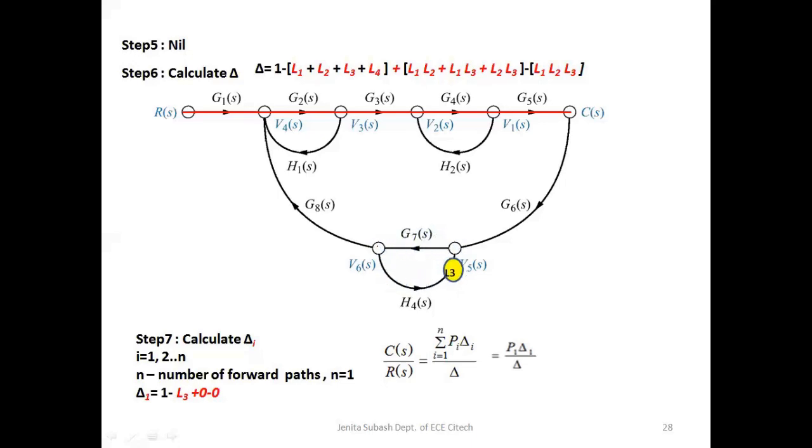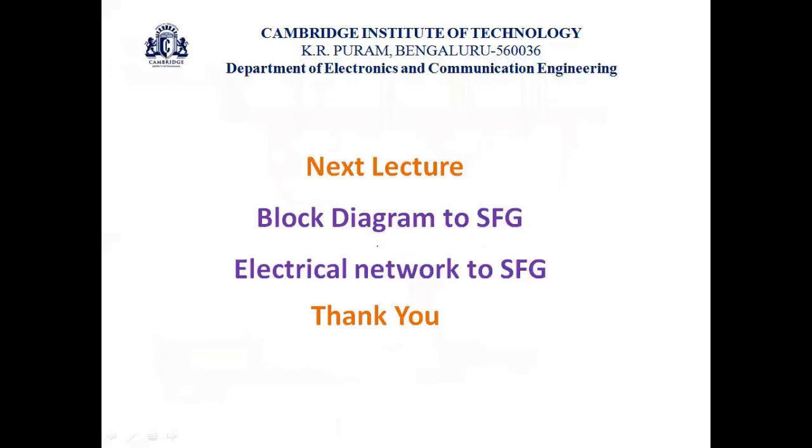and the rest of all the terms are made 0. And finally, we have to substitute in Mason's gain formula. C of s by R of s is equal to summation i equal to 1 to n, P i delta i, divided by delta, where n is equal to 1, so P1 delta 1 by delta. Substitute the value of P1 and delta 1, and you will get the final answer.